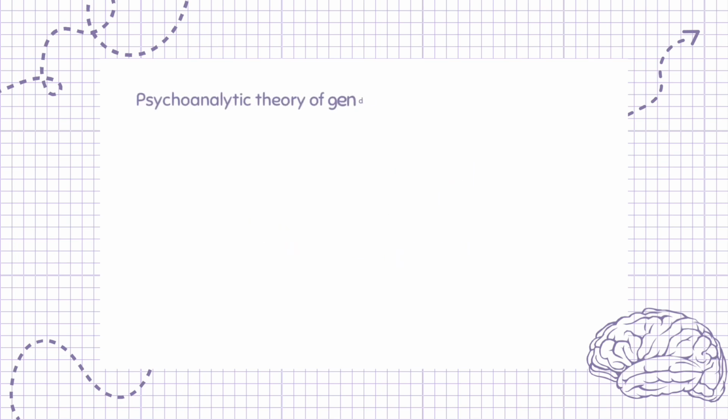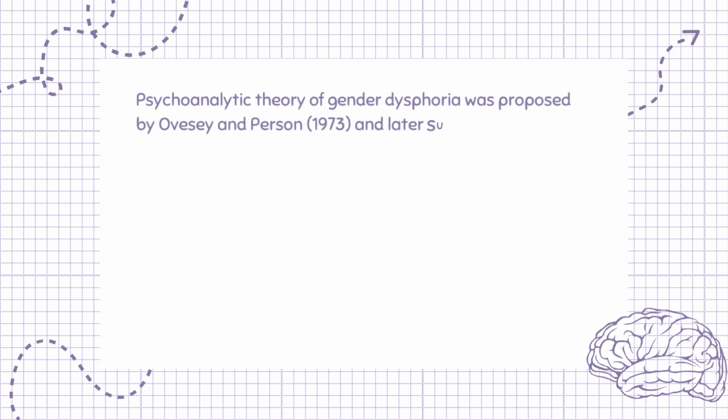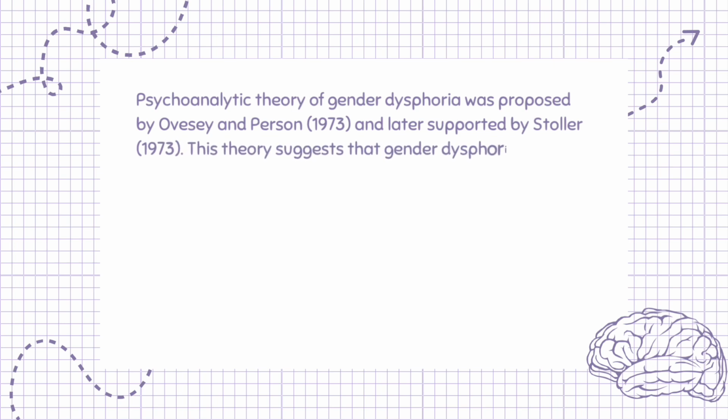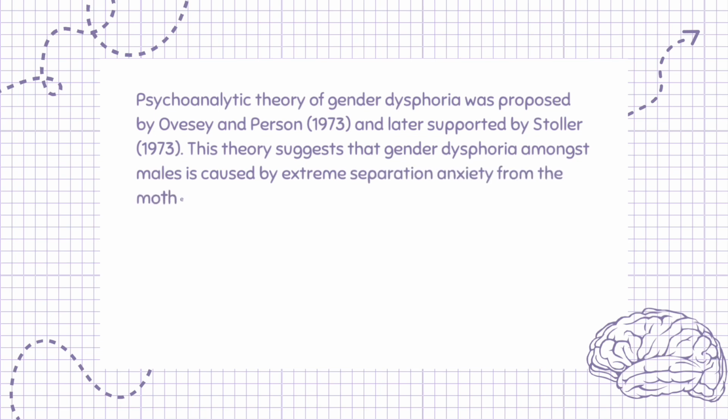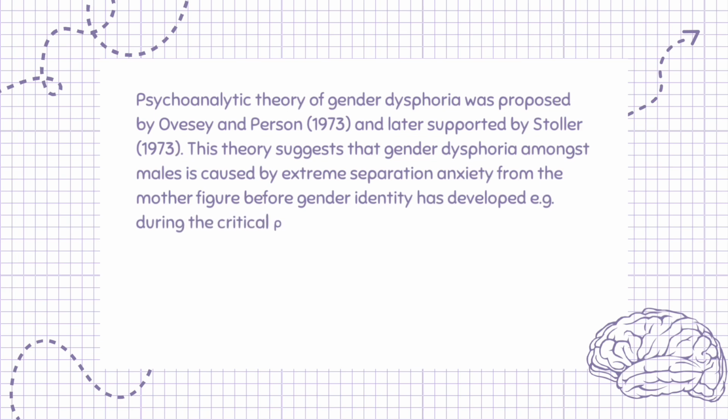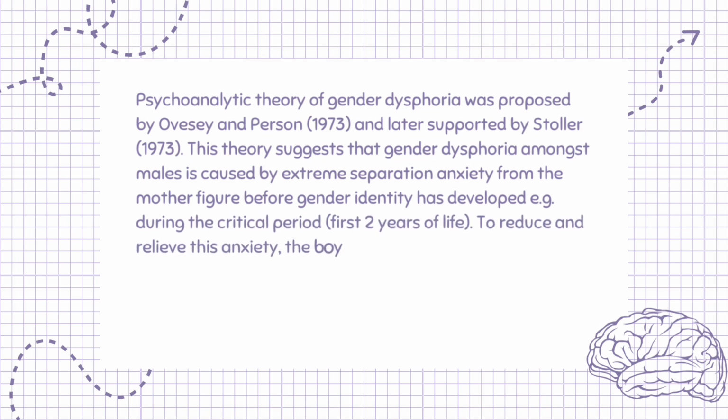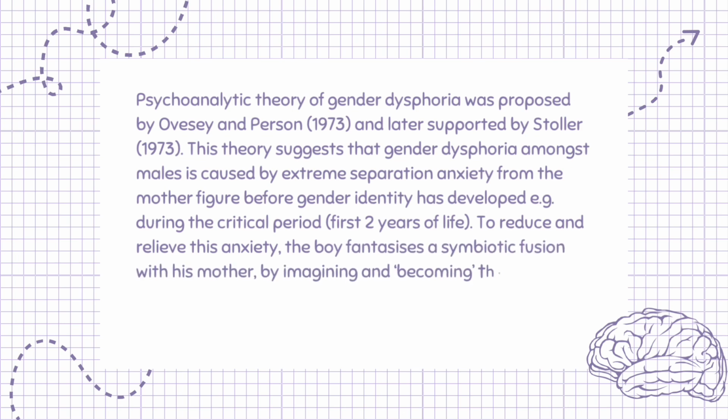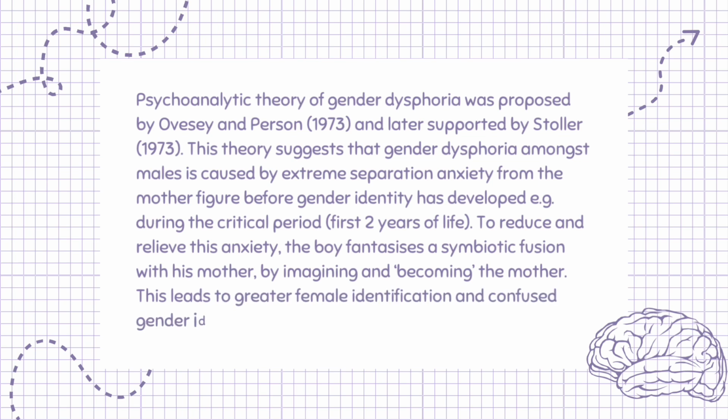Psychoanalytic theory of gender dysphoria was proposed by Ovesey and Person, 1973, and later supported by Stoller, 1973. This theory suggests that gender dysphoria amongst males is caused by extreme separation anxiety from the mother figure before gender identity has developed, e.g. during the critical period, first 2 years of life. To reduce and relieve this anxiety, the boy fantasizes a symbiotic fusion with his mother, by imagining and becoming the mother. This leads to greater female identification and confused gender identity.